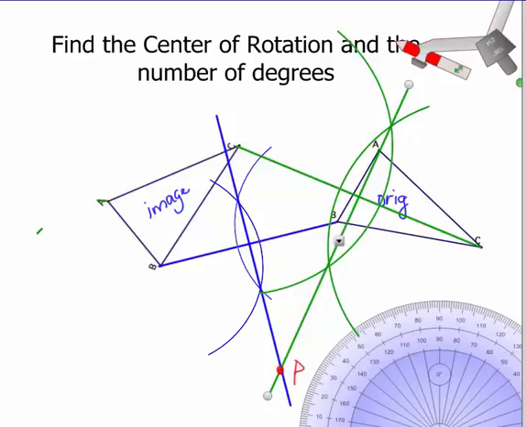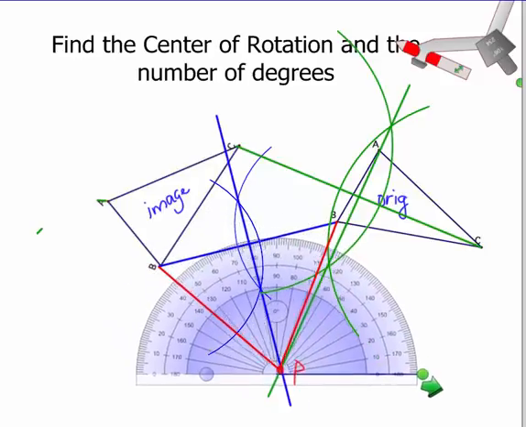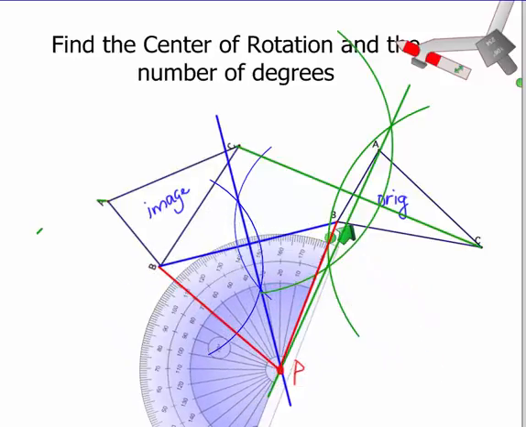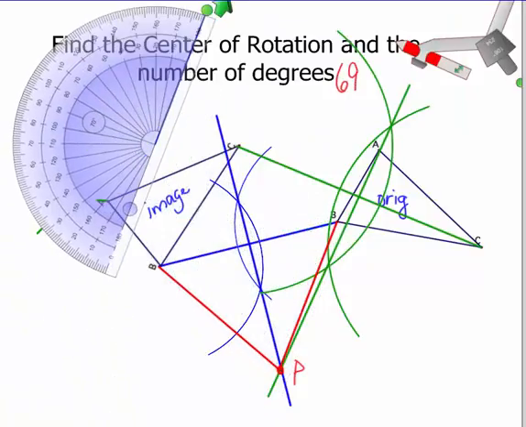Once I find that center of rotation, in order to get the number of degrees, I need to connect two of the corresponding vertices to that center and then measure that angle. So if I connect B and B prime to P, then I can measure that angle, making sure to line it up carefully, and it looks like that's about 70 degrees, maybe 69 or 68, depending on how thick your lines are. So that would be about 69 degrees. Okay, so those are the primary constructions you will need to know for rotations.